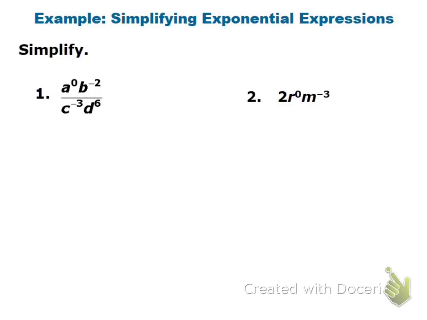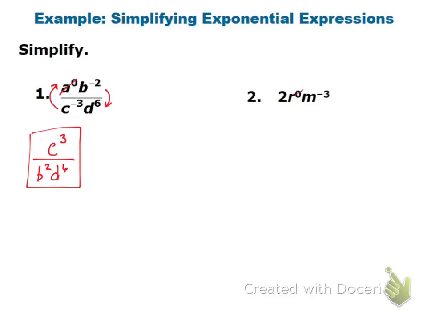So with this first problem in the middle of our notes, a to the 0 power gives us 1, so I can kind of ignore it. I know that my negative exponents are going to move, so I can move just the c and just the b. So the only thing left on the top will be c to the 3rd. On the bottom will be b squared d to the 6th. Nothing similar there, so I can't divide or add anything together after that.